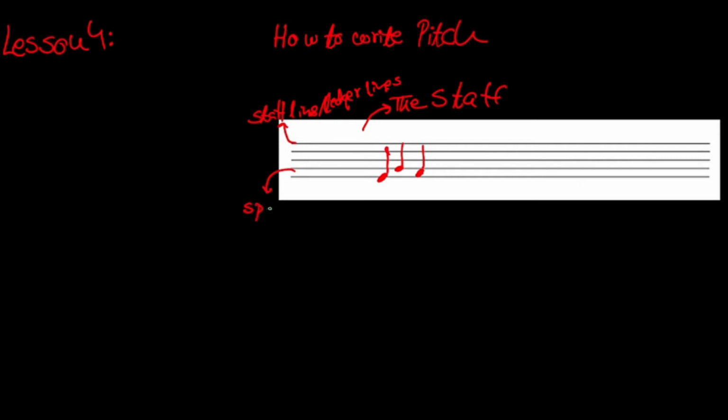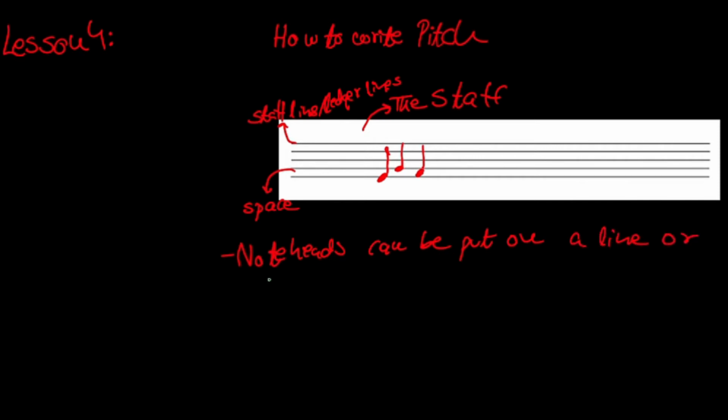So we can put a note here on a line, but we can also put a note on a space between two lines. And we do this because we want to maximize the number of options or pitches that we can represent in the smallest amount of space. So we can use lines and spaces. So let me write that down because that's important. So notes, or more accurately note heads, can be put on a line or a space. Both work.